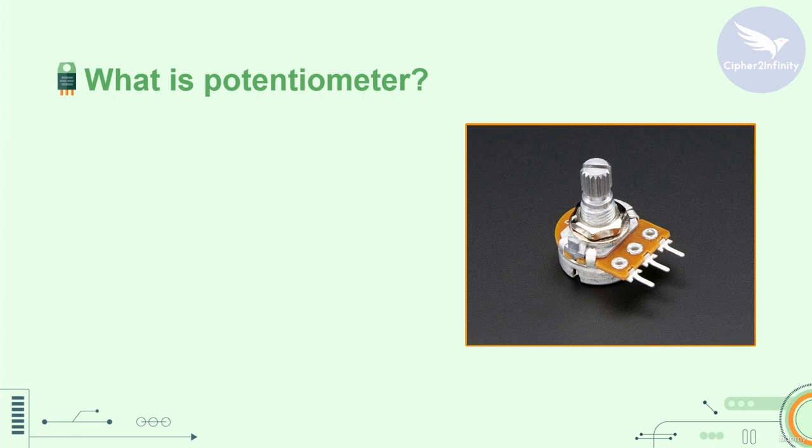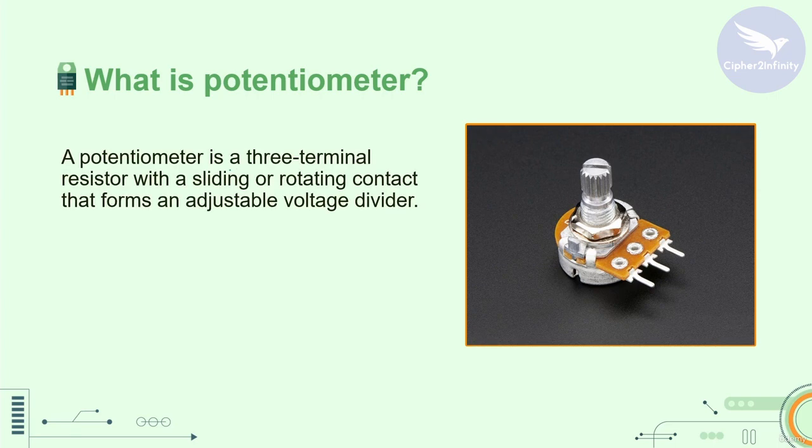So what is a potentiometer? A potentiometer is a 3-terminal resistor with a sliding or rotating contact that forms an adjustable voltage divider. This is basically a definition from Wikipedia, and let's try to understand it with the help of this image. This is how a potentiometer looks, and whenever you look for a potentiometer in a local market, this is what you are going to get.